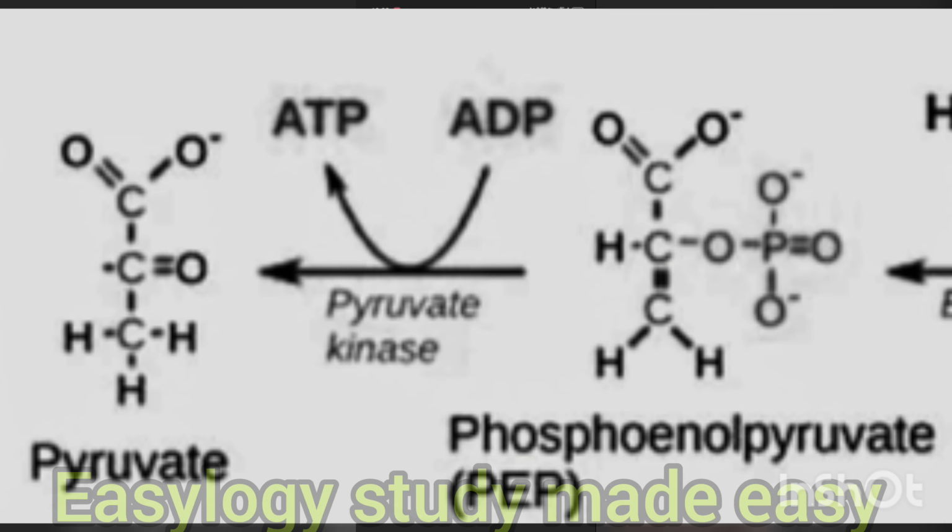Step 10. The transfer of the high-energy phosphate group that was generated in Step 9 to ADP forms ATP by substrate-level phosphorylation. This last step in glycolysis is the irreversible transfer of the phosphoryl group from phosphoenolpyruvate to ADP, catalyzed by pyruvate kinase. Pyruvate kinase requires K+ and either Mg2+ or Mn2+.